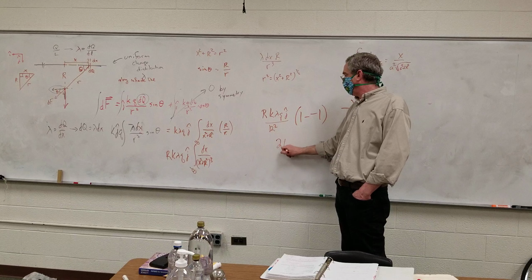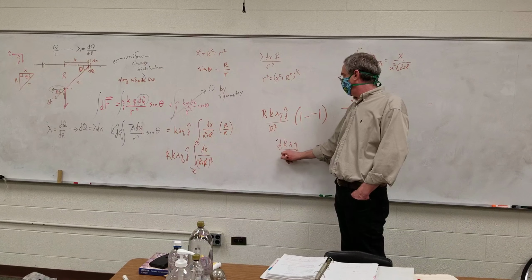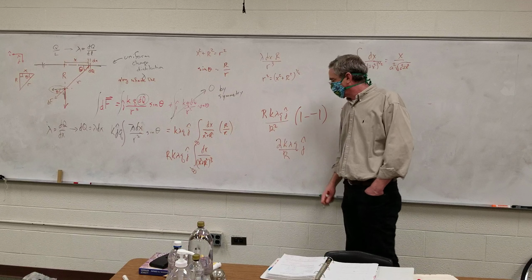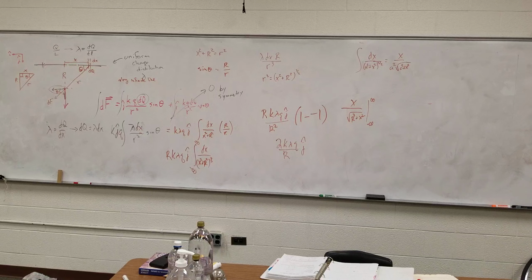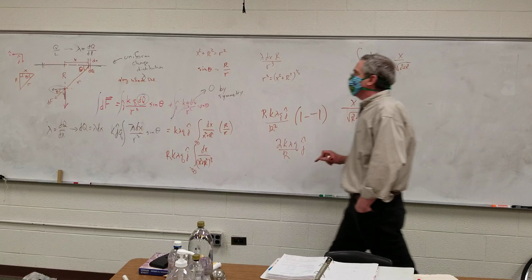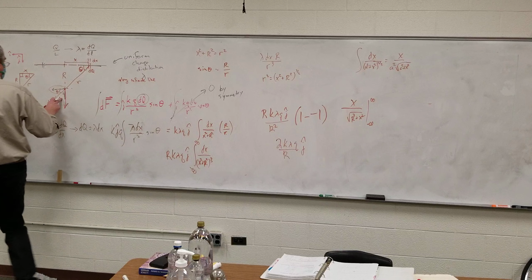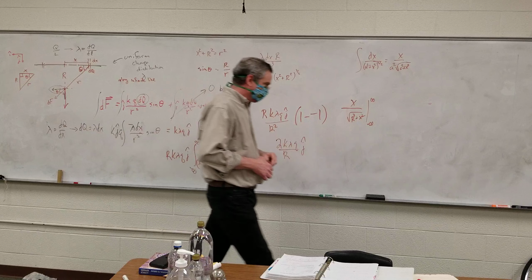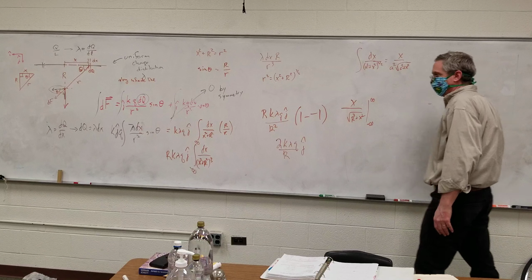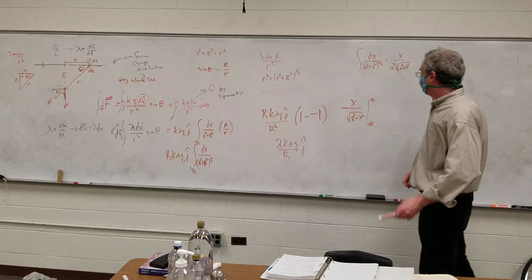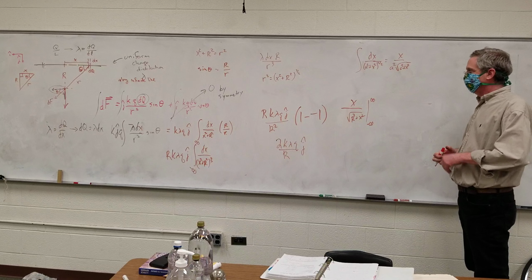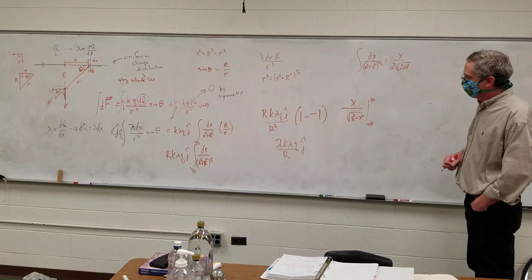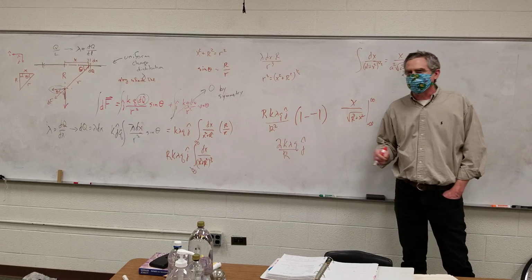So I end up with 2k lambda q over R j hat. That is the force acting on some charge, little q here, a distance big R away from an infinite line of charge that's a uniform distribution. I can't simplify it really much more than that.